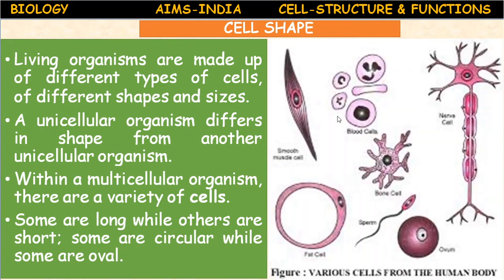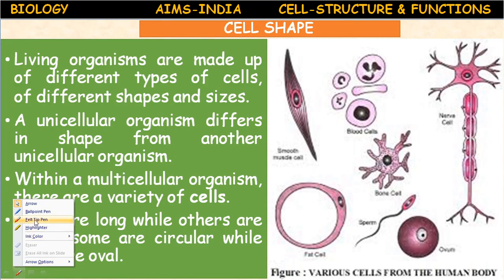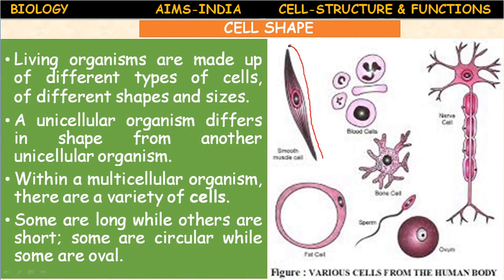See here the different shapes. A muscle cell is conical or spindle shaped. This is the cell of smooth muscles. The smooth muscles are present in internal organs like the intestine, with a nucleus, and it is a spindle or oval shape. Next, here see the blood cells. They are of different shapes.